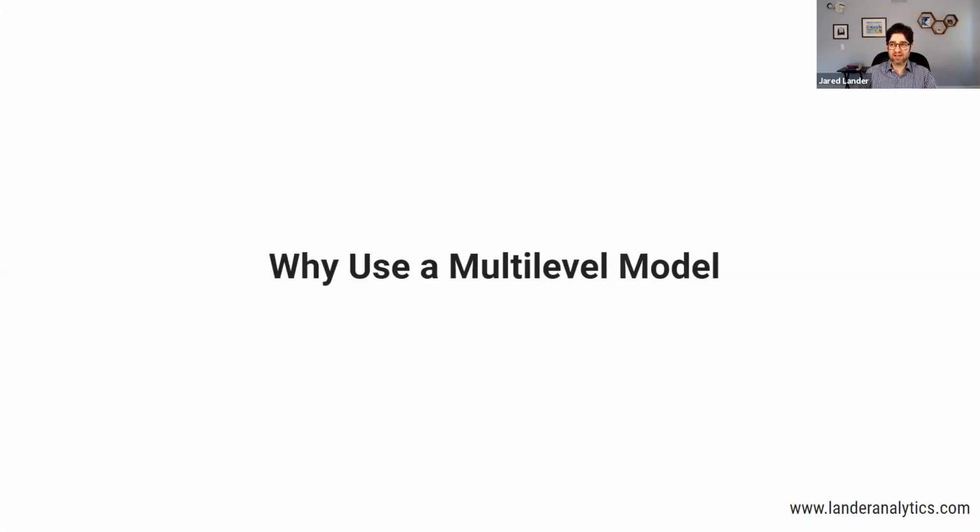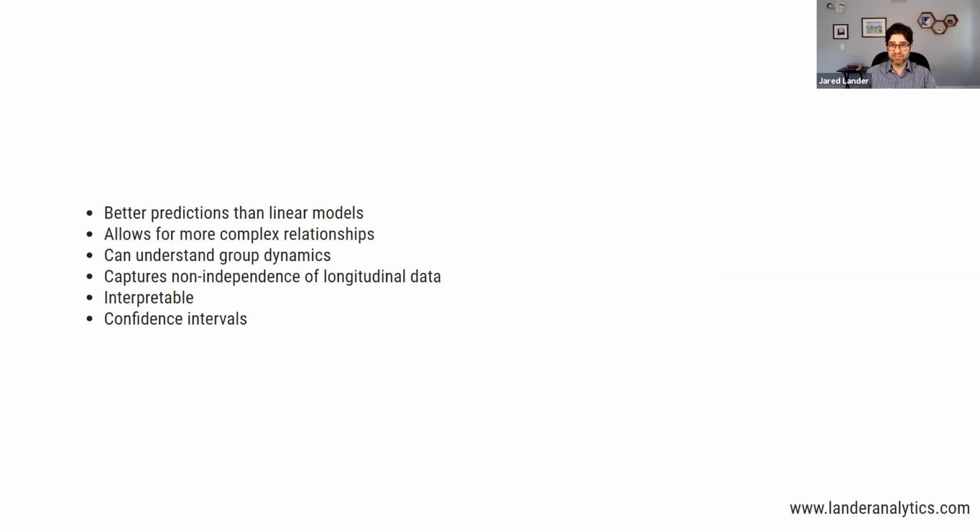Multi-level models have a lot going for them. They give better predictions than linear models, and they allow for more complex relationships. They can understand group dynamics, which is a really nice feature to have. And for longitudinal data, they can handle the non-independence of repeated measures. And that's really important to capture. They're interpretable, and they even give you confidence intervals so you have a range of numbers.